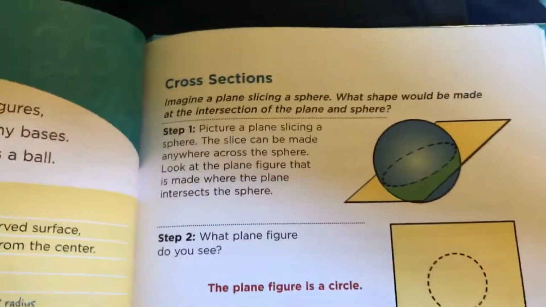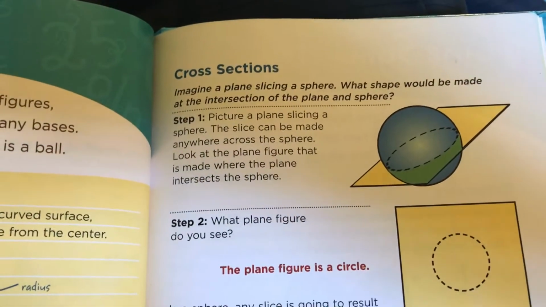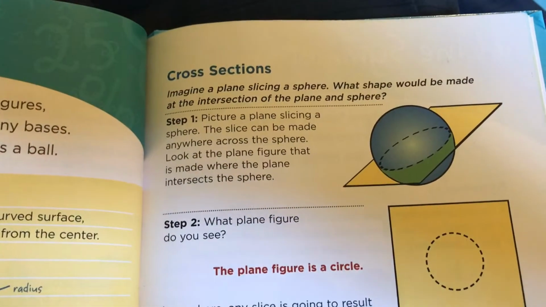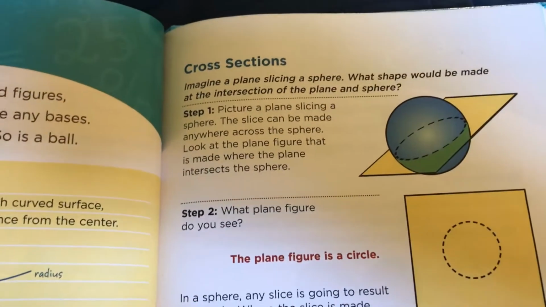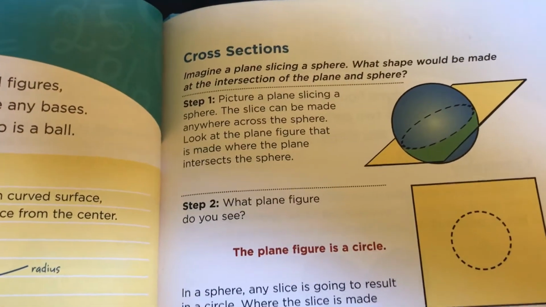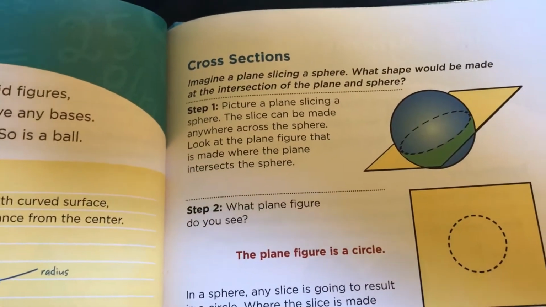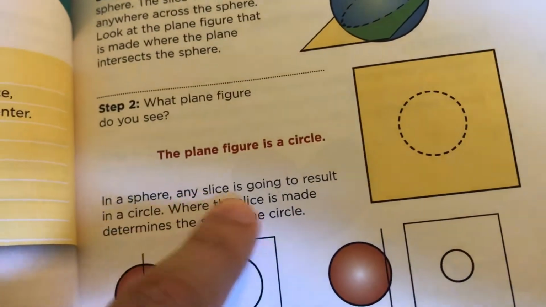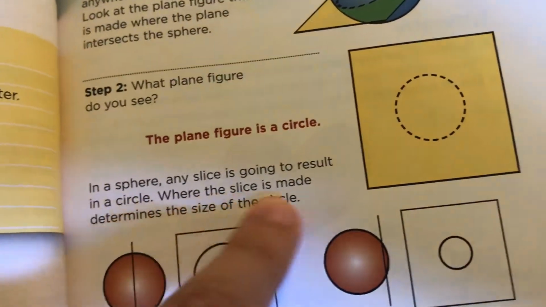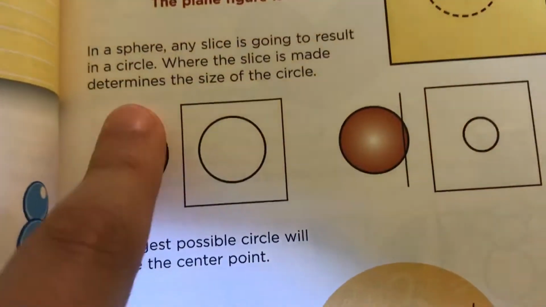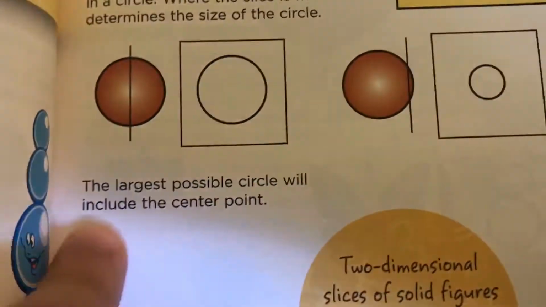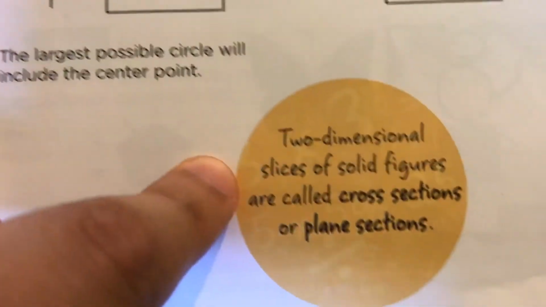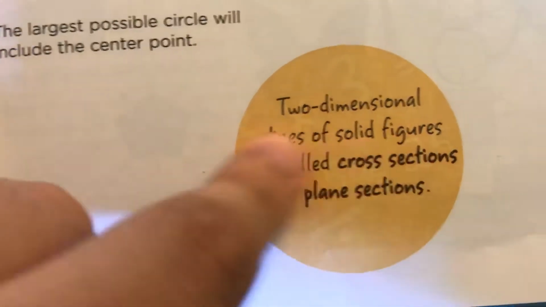Cross sections. Imagine a plane slicing a sphere. What shape would be made at the intersection of the plane and sphere? Step 1. Picture a plane slicing a sphere. The slice can be made anywhere across the sphere. Look at the plane figure that is made where the plane intersects the sphere. What plane figure do you see? The plane figure is a circle. In a sphere, any slice is going to result in a circle. Where the slice is made determines the size of the circle. The largest possible circle will include the center point. Two-dimensional slices of solid figures are called cross sections or plane sections.